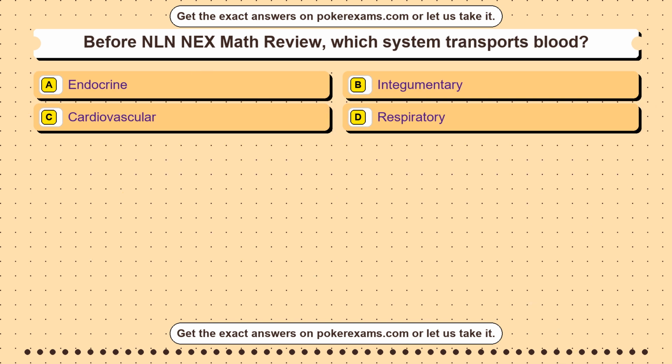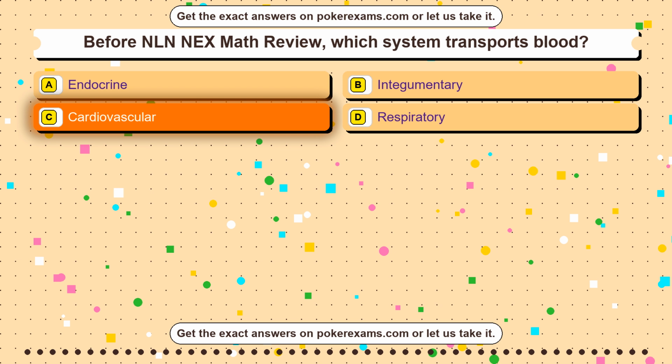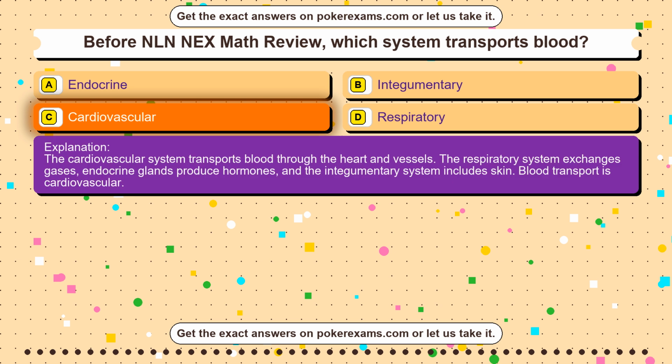Question 35. Before NLN NEX Math review, which system transports blood? Option A endocrine. Option B integumentary. Option C cardiovascular. Option D respiratory. The correct answer is option C. Cardiovascular. The cardiovascular system transports blood through the heart and vessels. The respiratory system exchanges gases, endocrine glands produce hormones, and the integumentary system includes skin. Blood transport is cardiovascular.